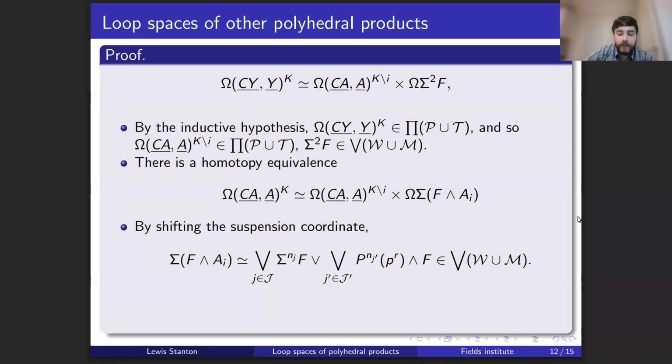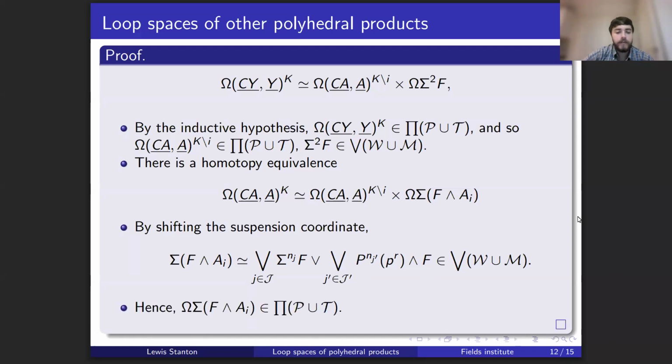So therefore, this whole thing is a wedge of spheres and Moore spaces, and if you take the loops on that, you exactly obtain the collection of P union T. And so that's how we obtain that for the right-hand side.